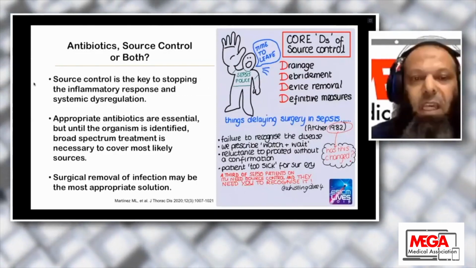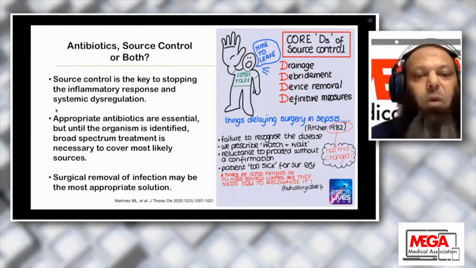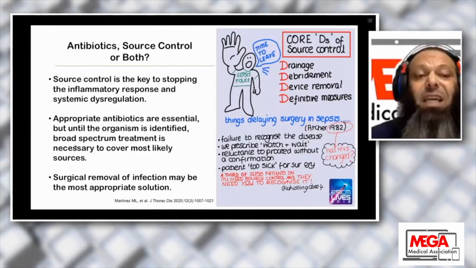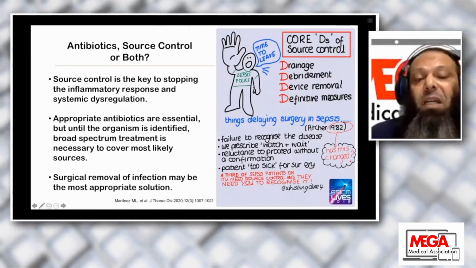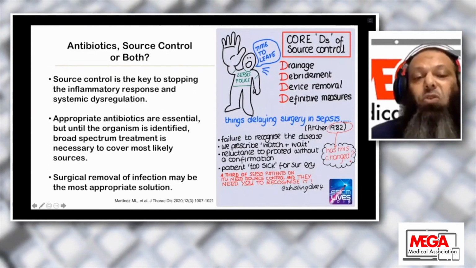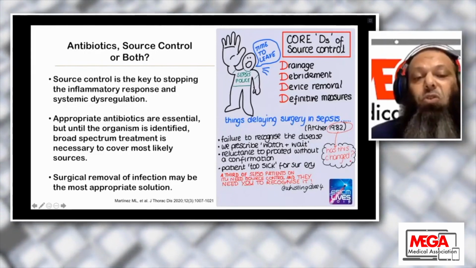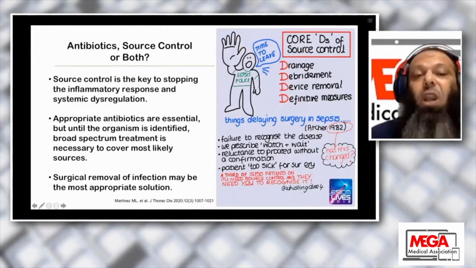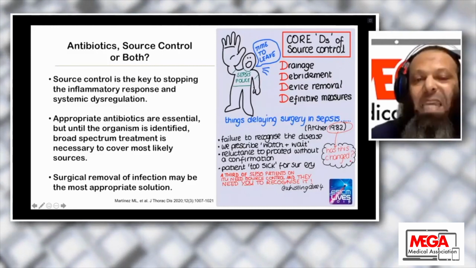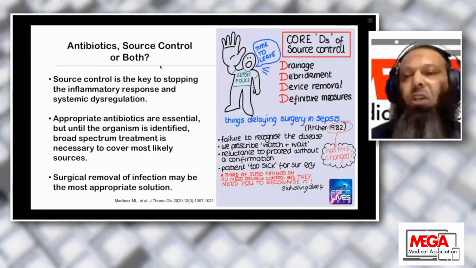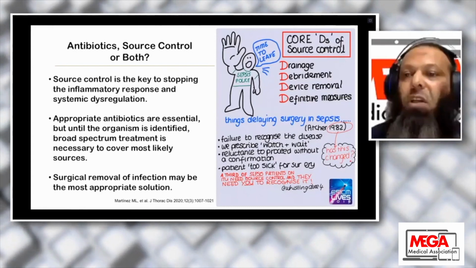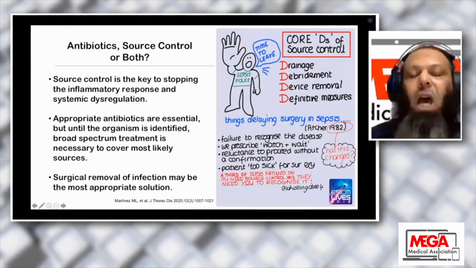So for the antibiotics, the appropriate antibiotics, yes, are essential. But until the organism is identified, broad spectrum antibiotic treatment is necessary to cover the most likely sources. Source control usually is the key to stop the inflammatory response and the cascade of systemic dysregulation. So the core of source control is the 4 Ds.